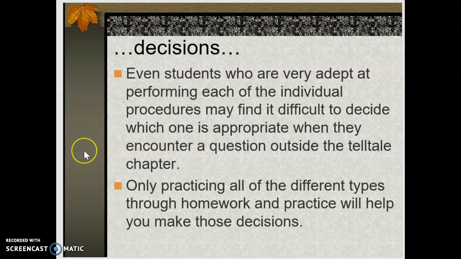And it turns out, you guys, that even students that are really good in the mechanics sometimes may have a little bit of trouble deciding which type of problem it is. So basically just practicing is what it's going to take.